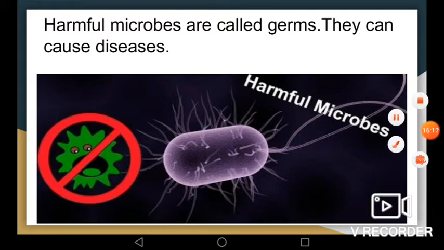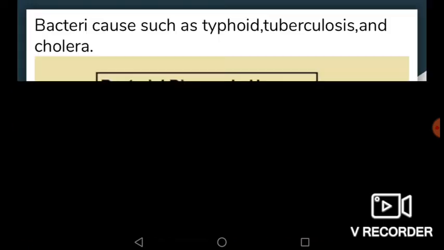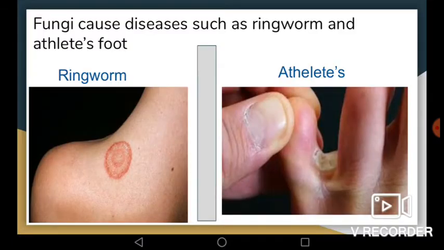Now, we have seen that some microbes are useful and beneficial to us. But there are some harmful microbes which are called germs. They can cause diseases. Viruses cause diseases such as common cold, influenza and polio. Bacteria cause diseases such as typhoid, tuberculosis and cholera. Fungi cause diseases such as ringworm and athlete's foot.